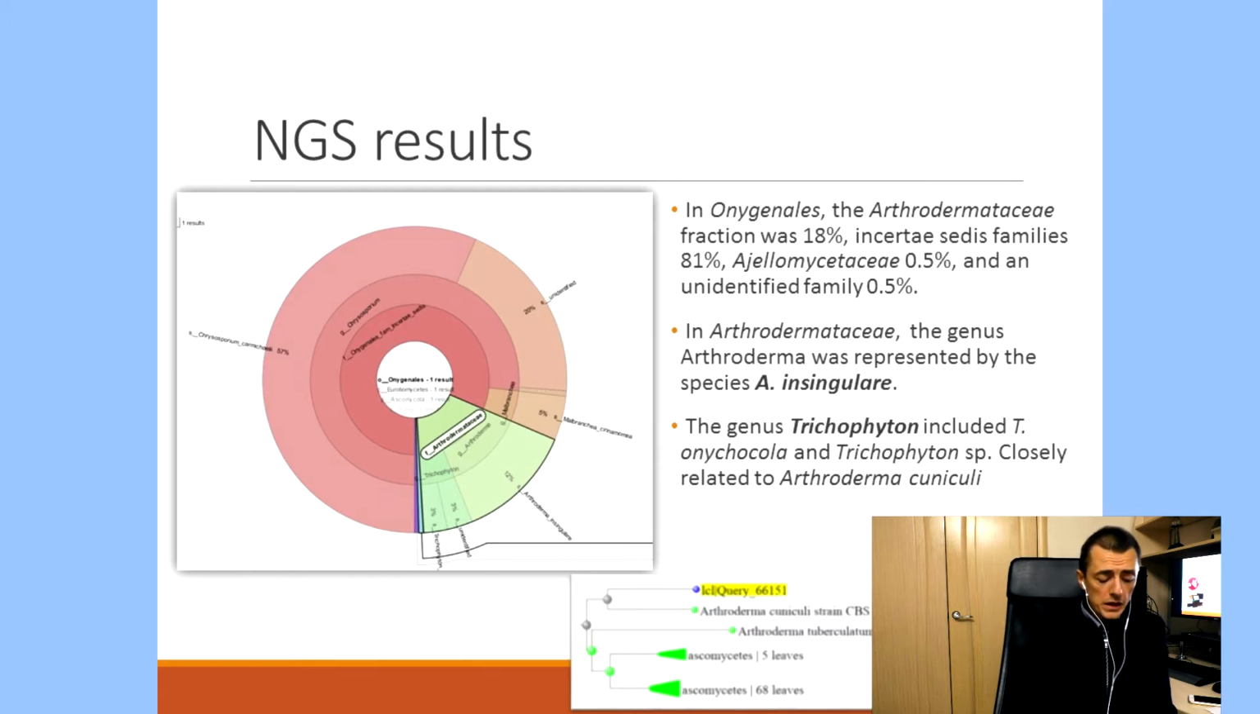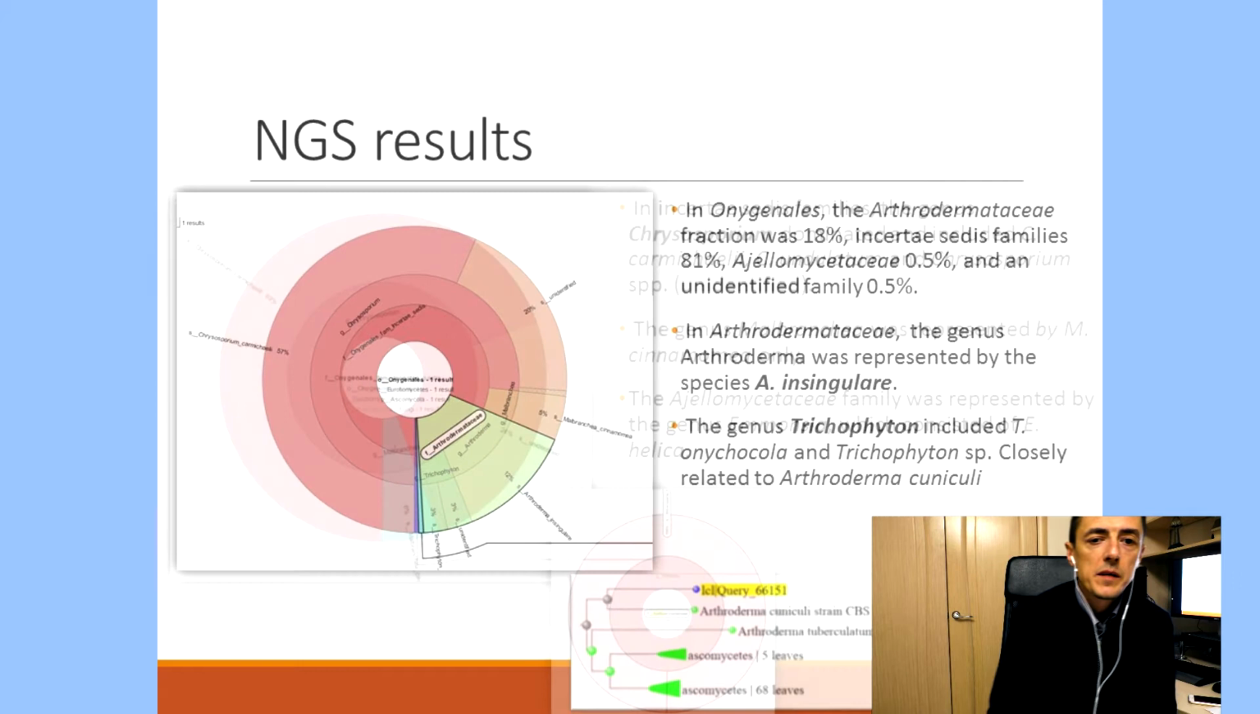If we take a look at Arthrodermataceae, we will see that it was represented by the Arthroderma and Trichophyton genera. The only species of Arthroderma was Arthroderma insingulare, and the Trichophyton genus was represented by Trichophyton ajelloi and an unidentified species of Trichophyton. It should be noted that this Trichophyton species was closely related to Arthroderma cuniculi, as shown by BLAST verification, and you can see it on this slide. So next slide, please.